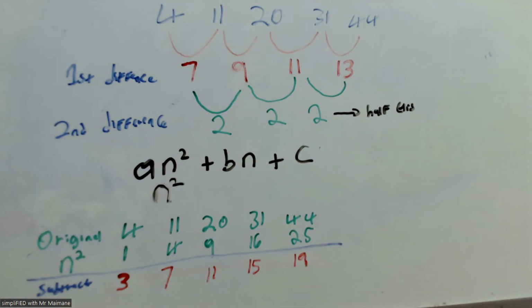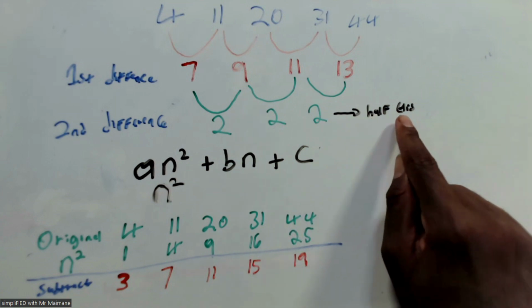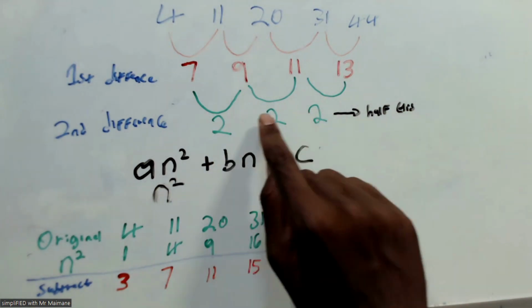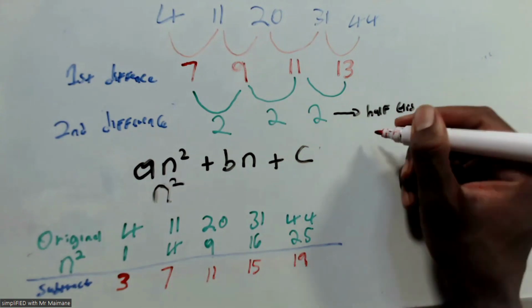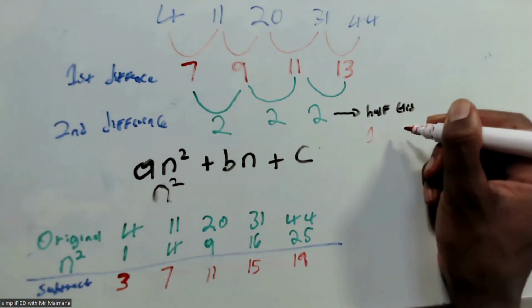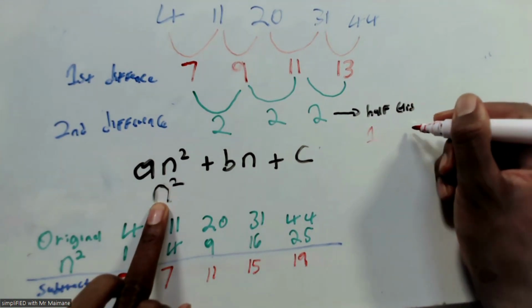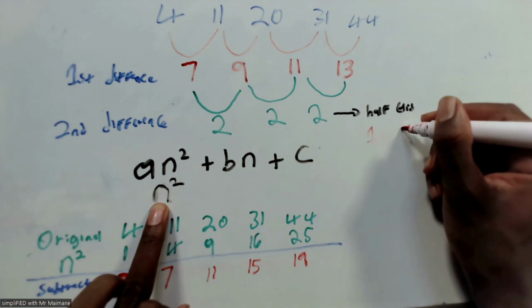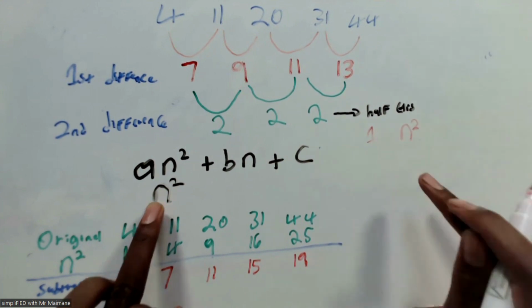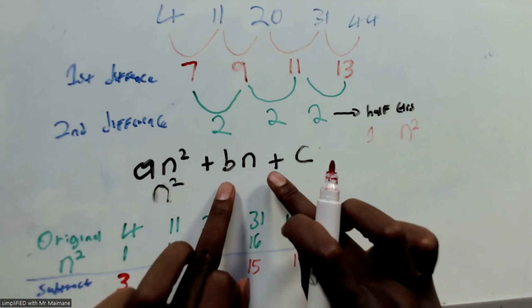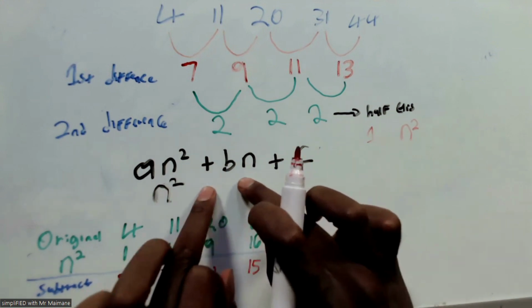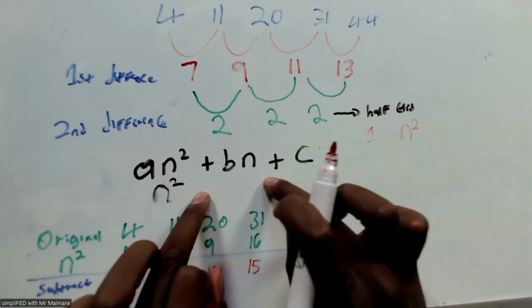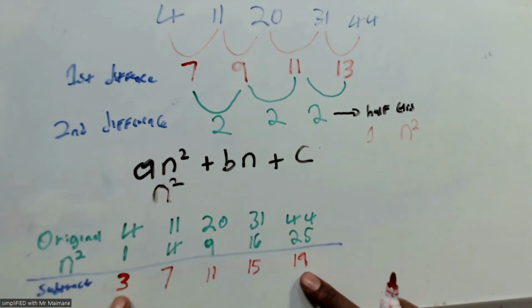So step number 1, we get half of the second difference. Half of the second difference, we got it to be 1. And then we say, that's how we determine our n. So we know that if it's 1, we know that A is 1. So it's going to be n squared. Hence, we have our n squared. Now, we want to get the other part. We want to get the other part of the quadratic equation using this sequence now.